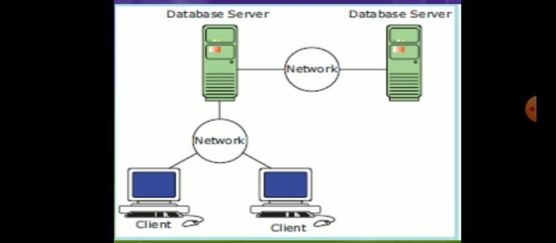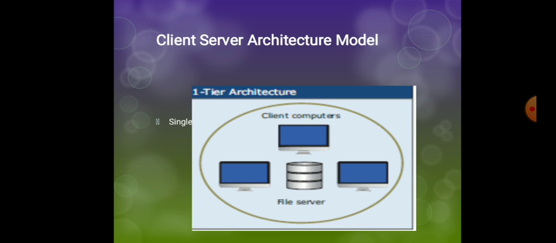Here you can see the example diagram for the client server architecture. First one is one tier. One tier is nothing but you can store the client computers or connect the client computers within the file server of the server hardware.